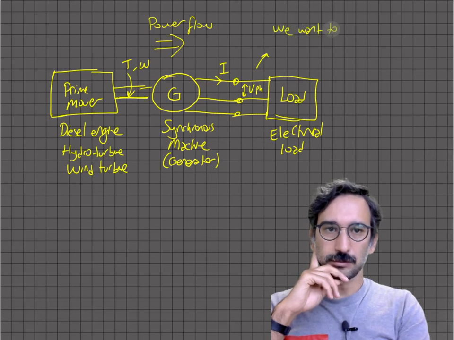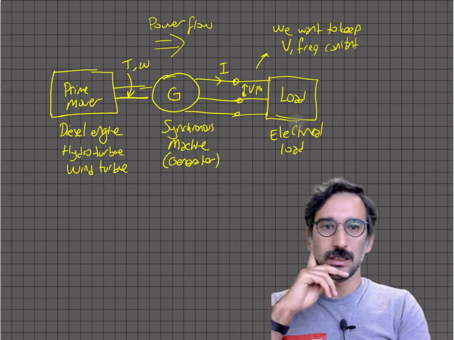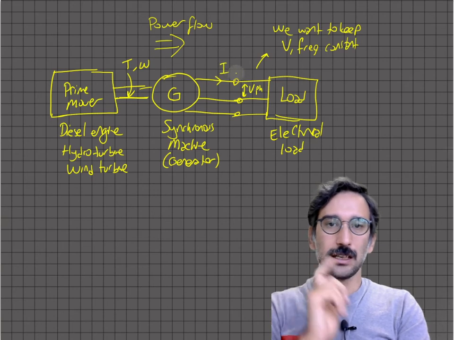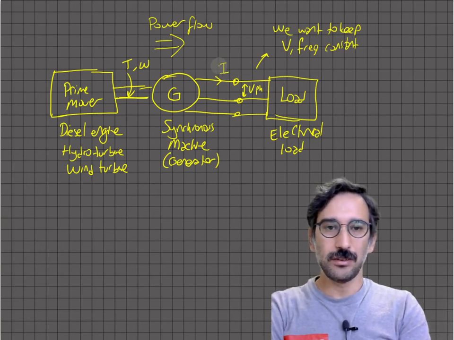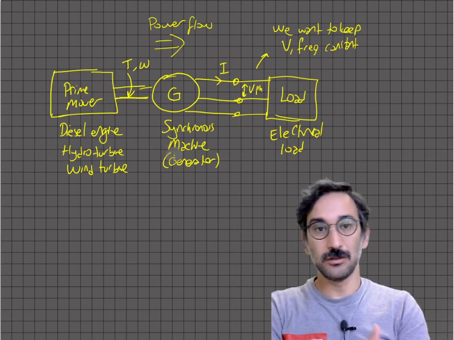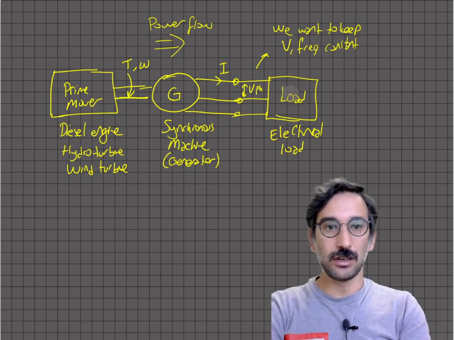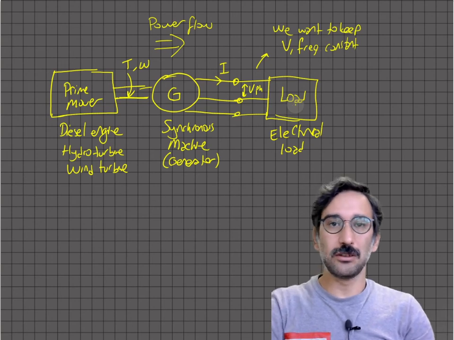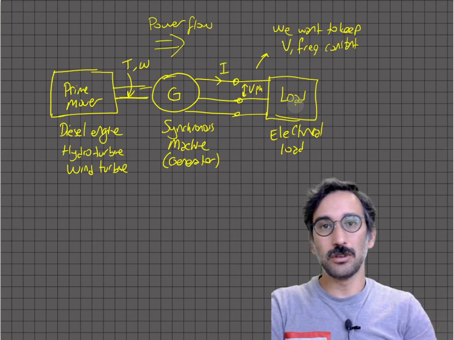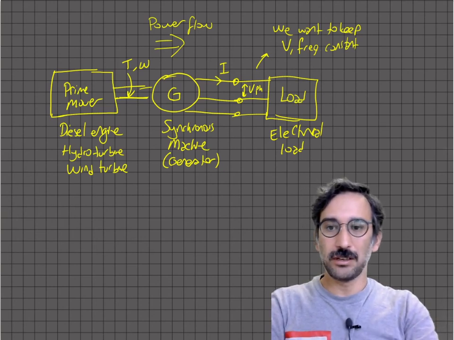For the load we want to keep voltage and frequency constant. That is your problem. If the load increases, then you draw more current, and if that power is larger than your mechanical power, then the system can slow down, or vice versa. Or if there are leading or lagging power factor devices, that will affect our terminal voltage, as we have seen in the previous video.